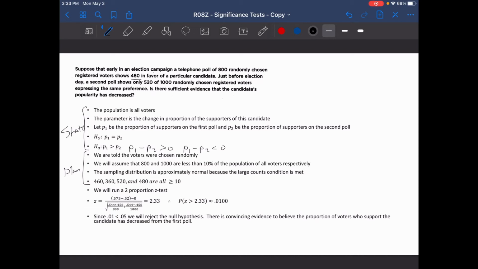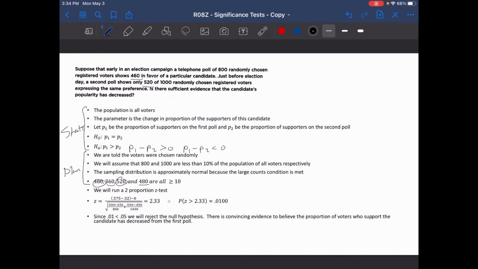We got 460 based off of this and 520 based off of this, so those two were found just in the problem. Then we took 800 minus 460 to find 360, and we took 1,000 minus 520 to find 480, and that's how we found our counts for success versus failure in this case.